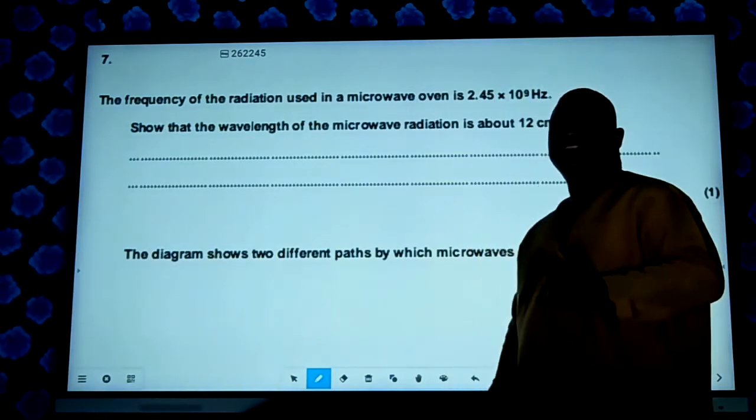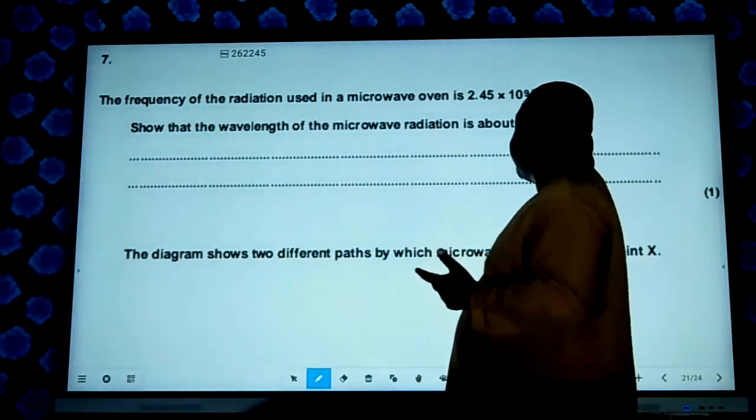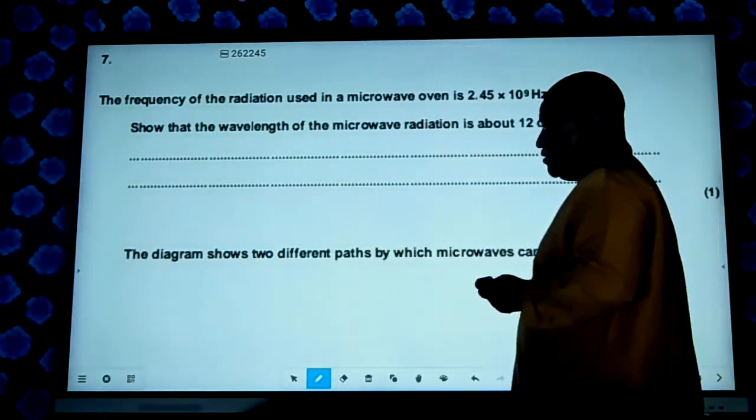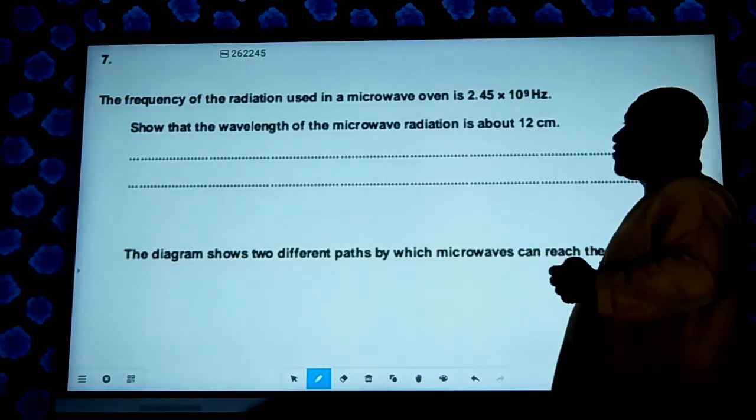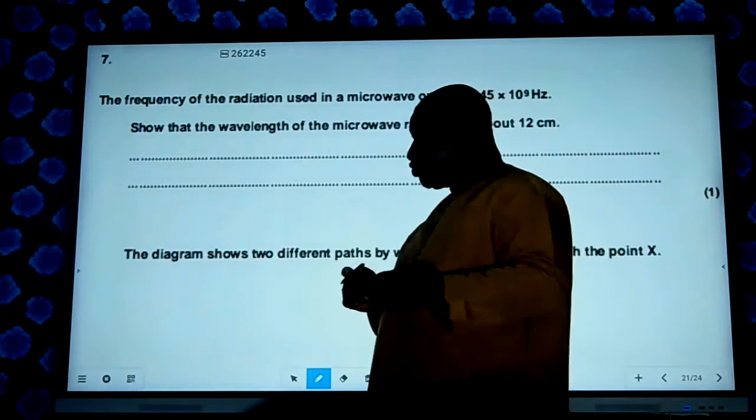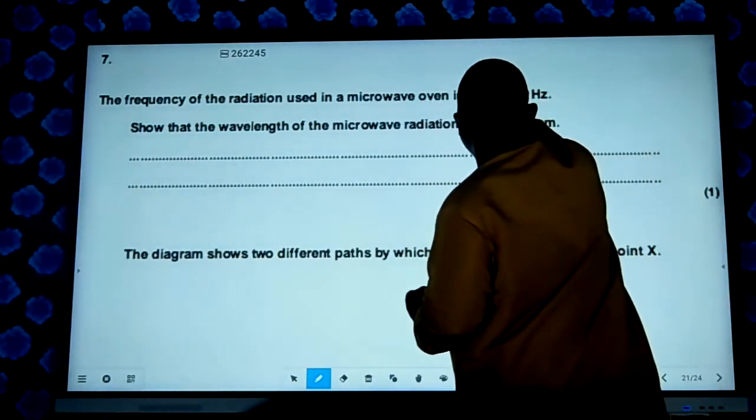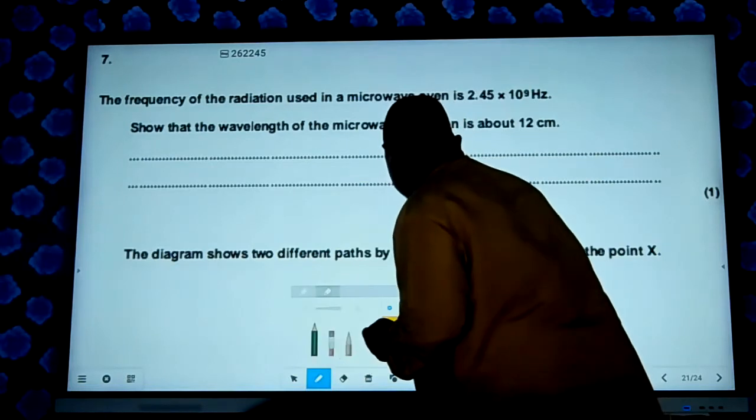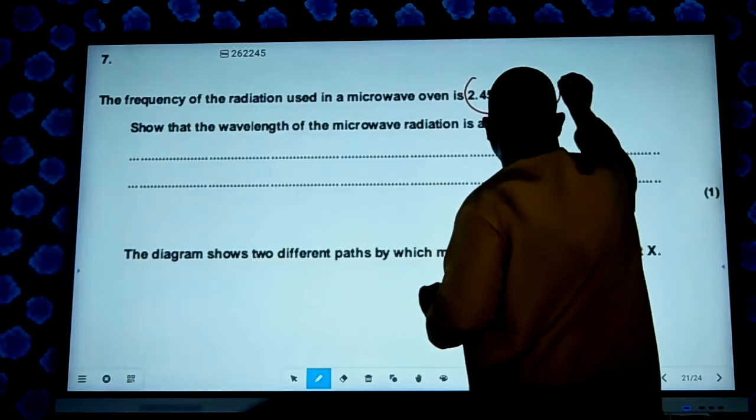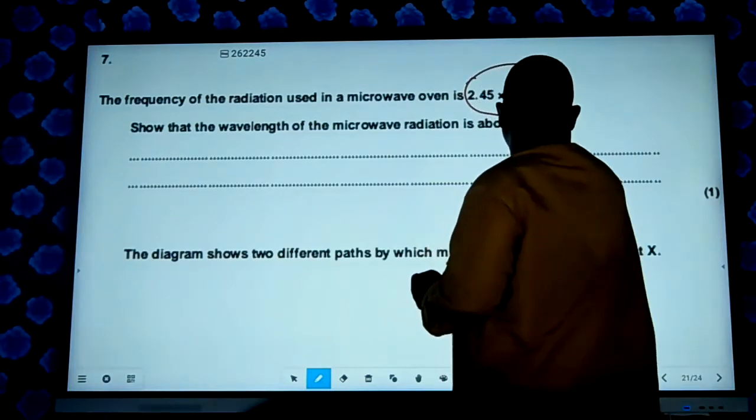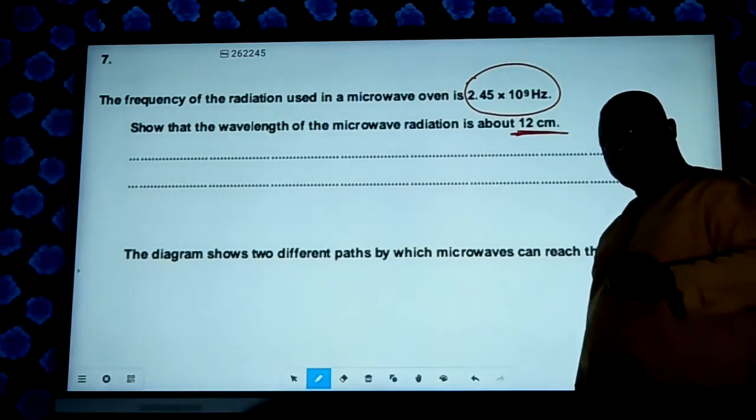The frequency of radiation used in a microwave oven is 2.45 times 10 raised to the power 9 Hz. Show that the wavelength of the microwave radiation is about 12 centimeters. Many students, you are supposed to show this: the frequency has been given to you, and you are supposed to show the examiner that the wavelength is 12 centimeters. How do you go about this?